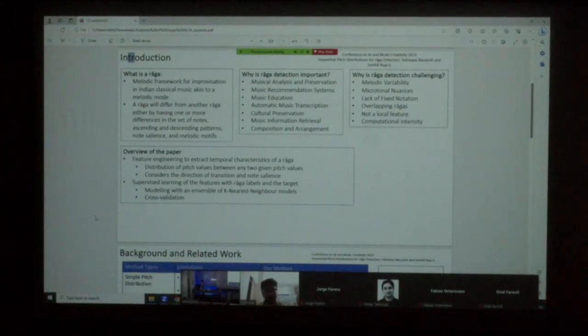And note salience, which is the importance given to each note, can be different. And melodic motifs, those are the phrases of music. Why is it important? This acts as the foundation block for several higher-level tasks that include music recommendation systems, transcription, music information retrieval, and also music education.